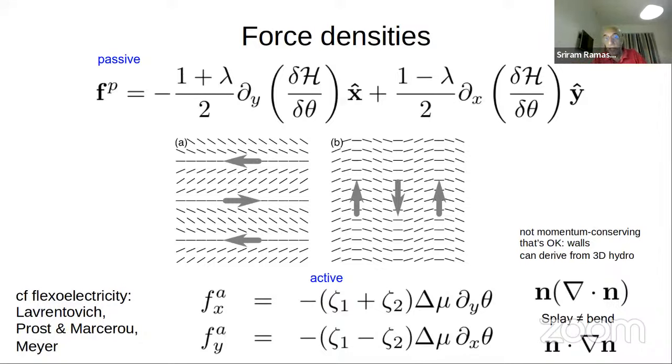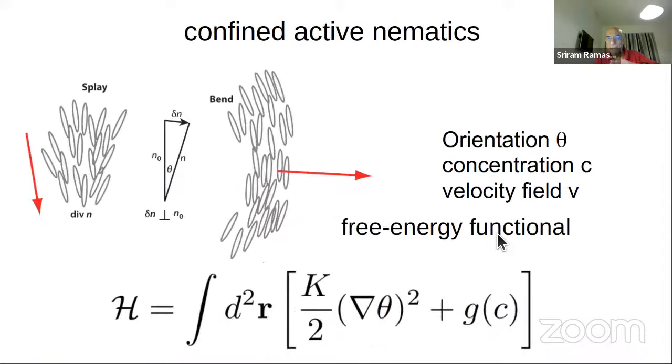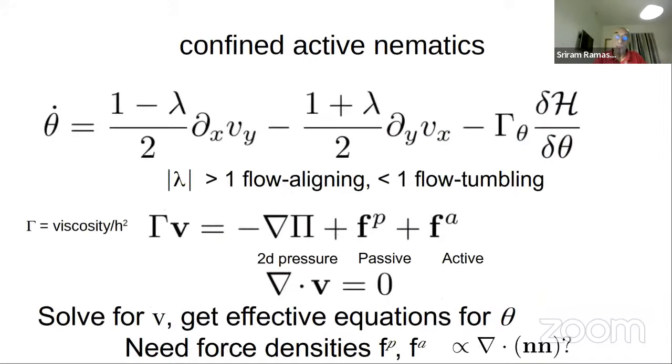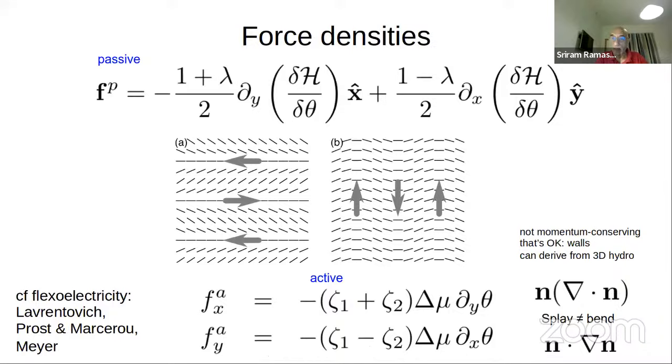This may seem innocuous, but it turns out to have a very surprising effect. The naive argument would have been that I confine it between two walls and crank up the activity. Once my active length scale becomes smaller than h, the essential physics is the physics of the three-dimensional problem. It turns out that under confinement, the Z averaged description, because I'm no longer required to have this momentum conserving force density, allows terms like this.